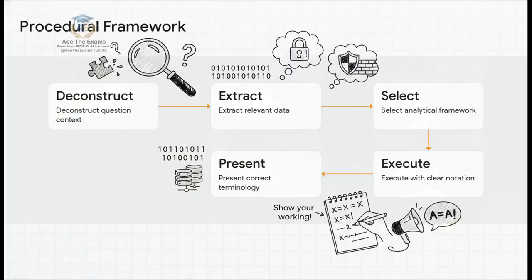Step 4, execute. This is where you put pen to paper with clear notation. You must show your working. And finally, step 5, present. Deliver your final answer using the correct, precise terminology. If you follow this exact sequence, I guarantee you will never miss a hidden requirement again.